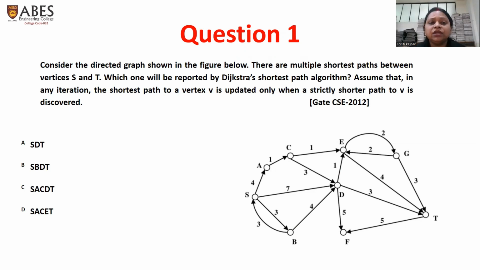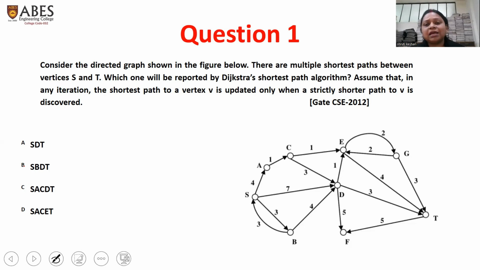Assume that in any iteration, the shortest path to a vertex V is updated only when a strictly shorter path to V is discovered. As we already know, Dijkstra's algorithm is used to find the shortest path between two nodes, or you can say it is a single source shortest path algorithm. Here, your source is S, and you need to find the shortest path from S to T. T is the destination and S is the source. There are various paths from S to T like SDT, SBDT, SACDT, and SACET. We need to find which one is the shortest path.